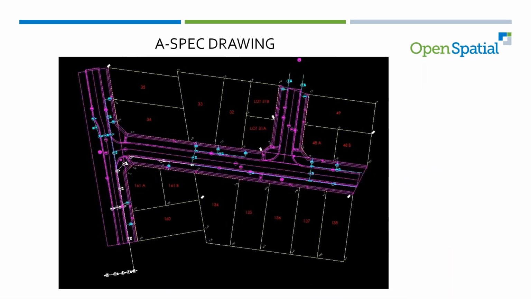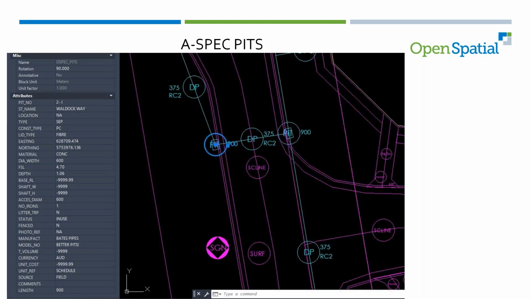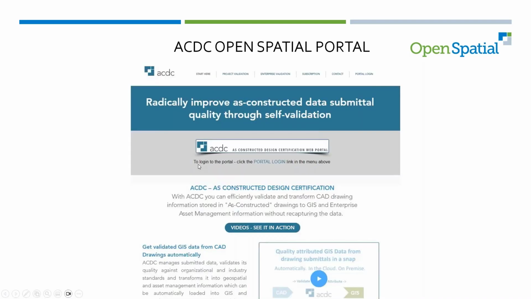So this is nuts and bolts within a drawing. We're looking at all of the attributes. You can see on the left, those will be ASPEC-like attributes. Those are put onto blocks, and then we can check those.